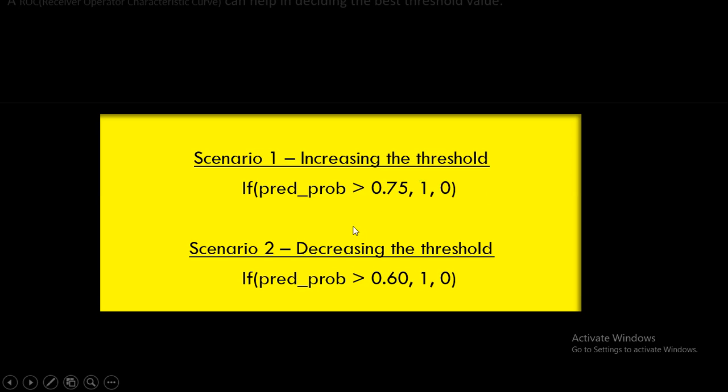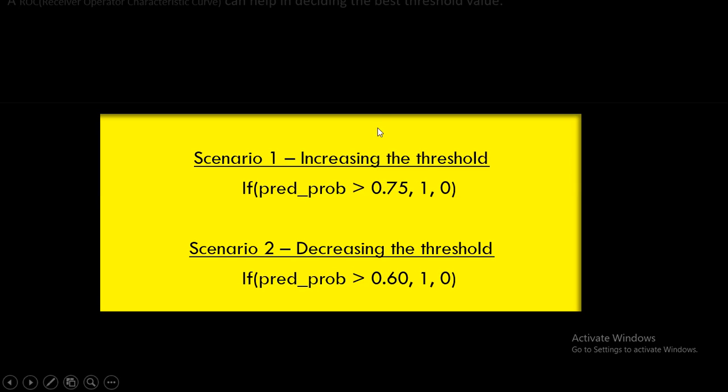And in the second scenario, we are decreasing the threshold. The threshold value is 0.60. Earlier it was 0.75, here 0.60. Those people whose predicted probability is more than 0.60 are considered as COVID people and otherwise non-COVID people. This is how we are converting the probability into binary value. For that we need a threshold value. How do I decide the optimum value for threshold? That we will discuss in the next video.